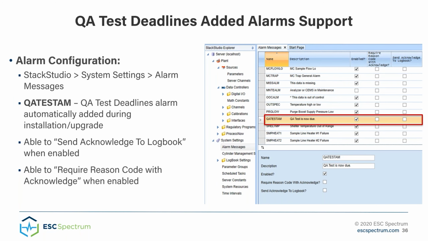The QA test deadlines alarm is configured in Stack Studio, System Settings, Alarm Messages. The alarm is automatically added during an upgrade or new install, and you're able to send an acknowledgement to Logbook and to require a reason code when these are enabled.